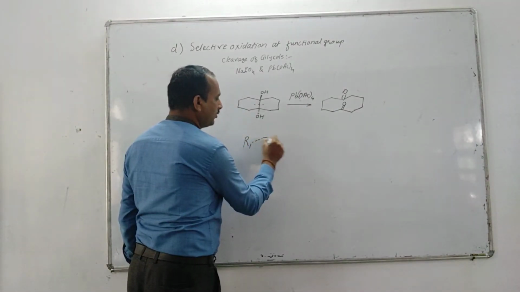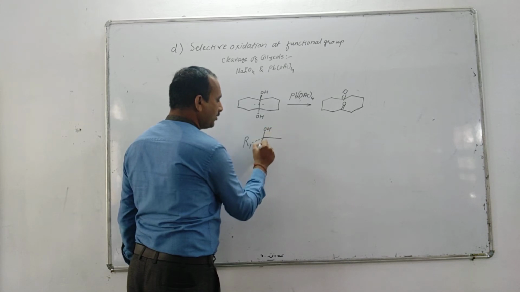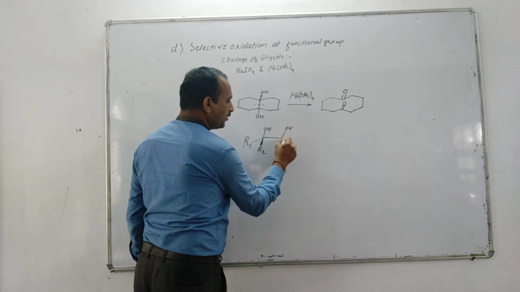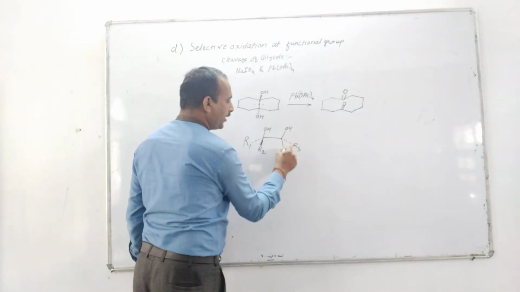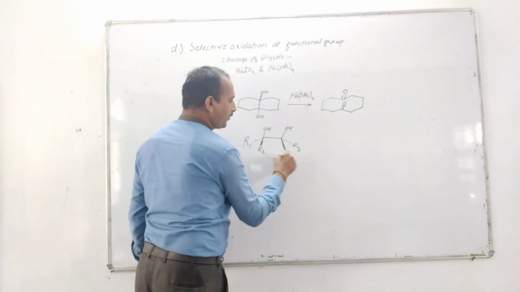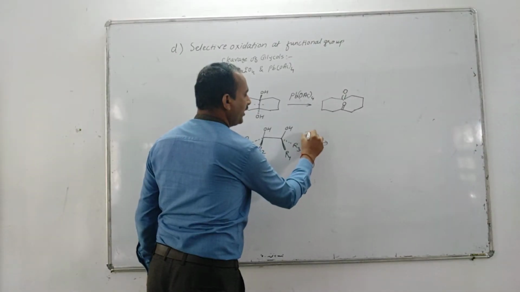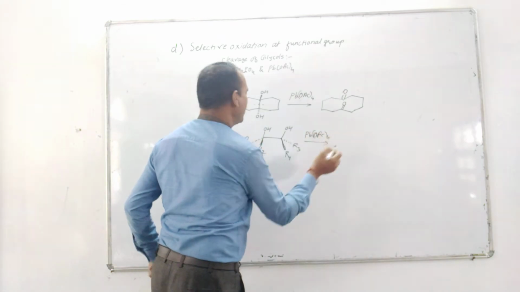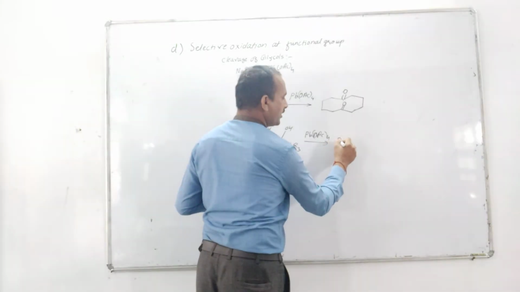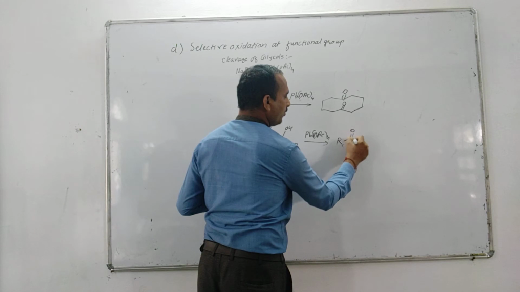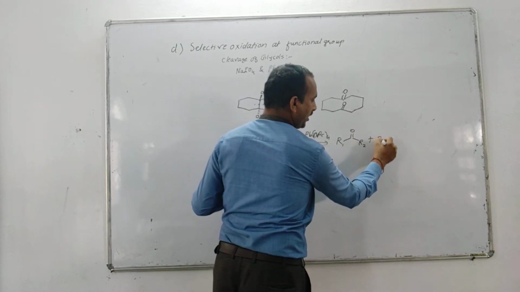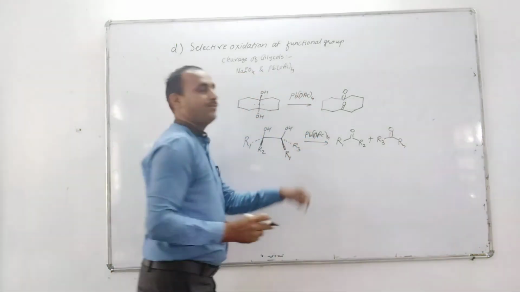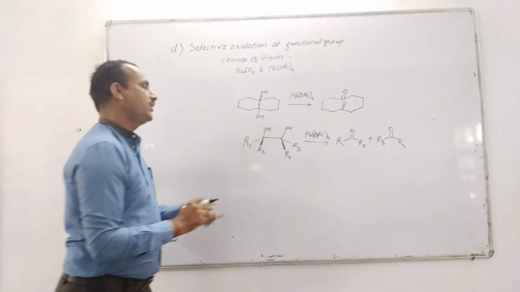R1, OH, R2, OH, R3 and R4. So by using lead tetraacetate, again there is R1 C double bond O, R2 plus R3 C double bond O, R4. So this product is formed. So let's see the mechanism of these reactions.